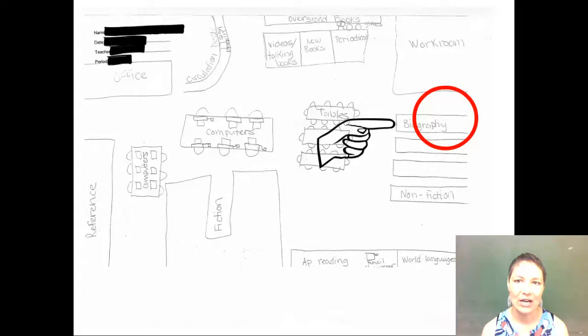All right, the next area we're looking for is right underneath the workroom on the right-hand side of the paper, and it can be anywhere in that area. Your student should have drawn a biography section. If they did, please give them a check mark. If they did not, can you give them a check mark? No.